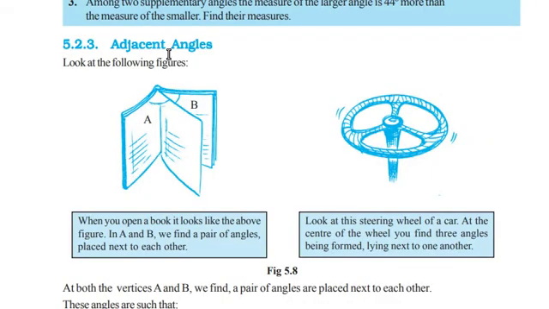Adjacent angles. When you open a book, it looks like this. We find a pair of angles placed next to each other. We can see angle P is placed next to angle A. Both are side by side. We can also look at the steering wheel of a car.